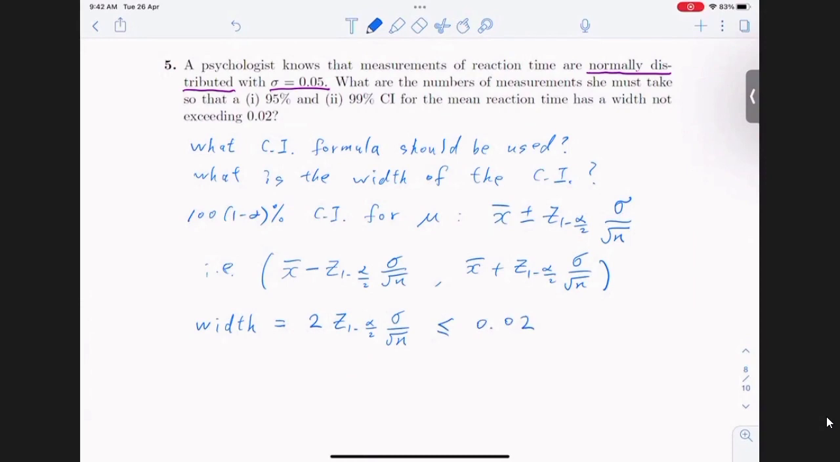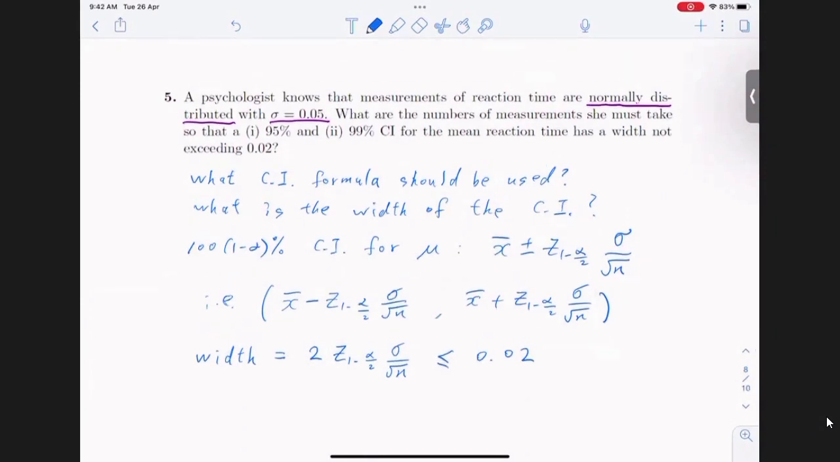Okay, maybe I explain a little bit about the logic flow to solve this problem. First of all, we identify some keywords: normally distributed, so that we know that the samples are drawn from a normal distribution. Also, we have the given sigma, sigma equal to 0.05. So the value of the population standard deviation sigma is given. So we can identify the formula for the confidence interval of the mean, which is given by this formula. This is the formula we can use when we have a sample drawn from the normal distribution, and also when sigma is known.